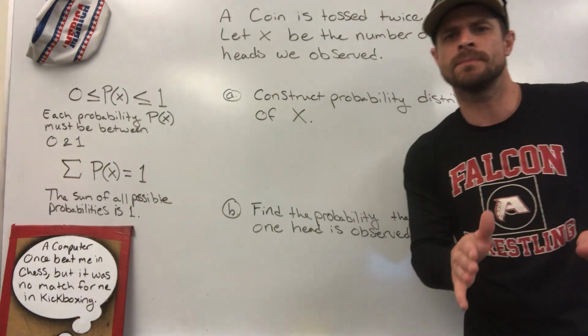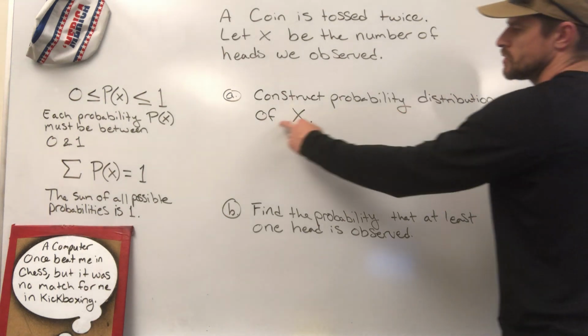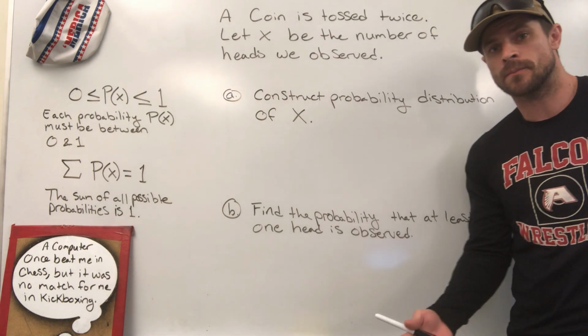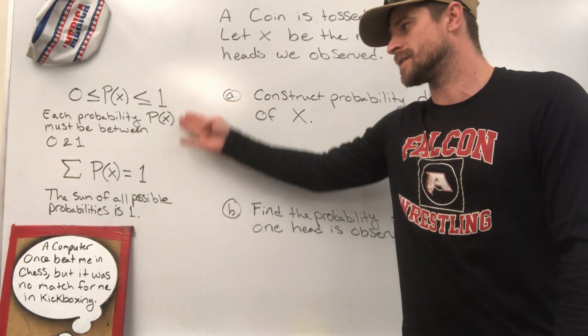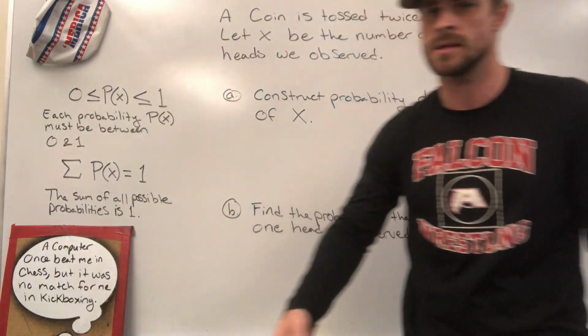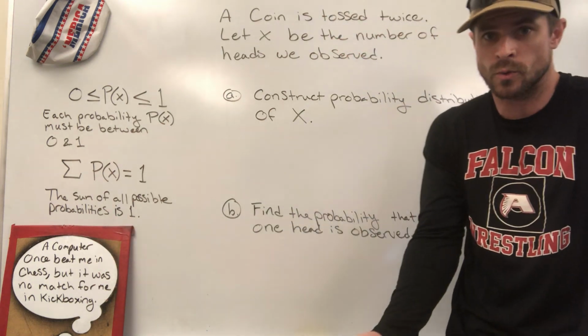All right, probability distributions. Construct a probability distribution of X given this scenario. One thing we need to understand about probability distributions is that they have to satisfy both of these conditions over here. Each probability must be between 0 and 1, right? And then the sum of all possibilities needs to be equal to 1, right?